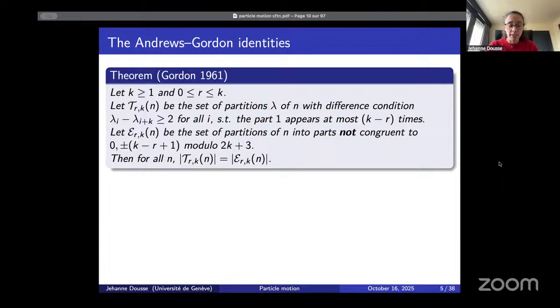And they have been generalized combinatorially in the 1960s by Gordon, who said that there is again a partition identity between two sets of partitions.